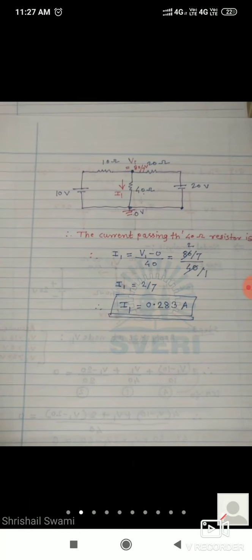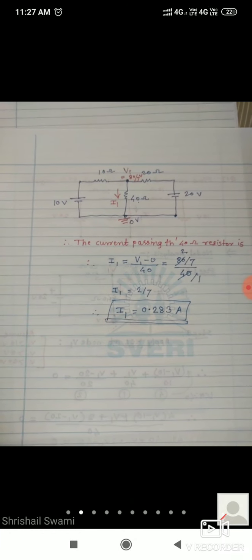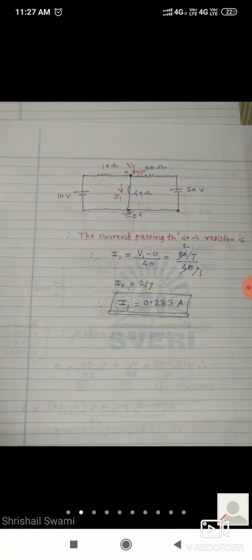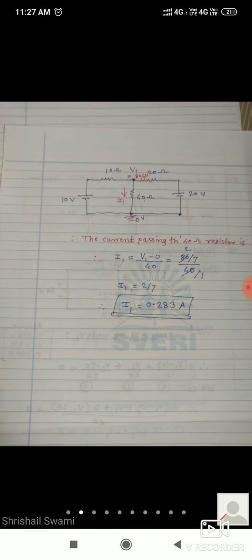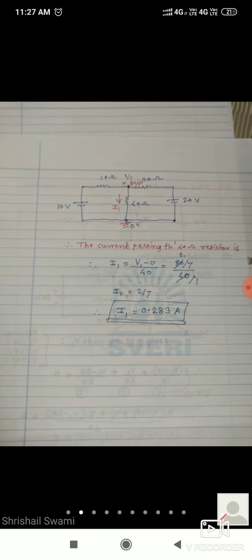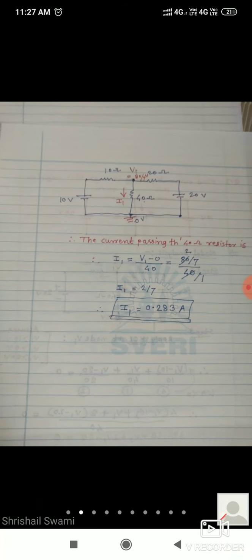If I had asked the question, find out voltage across 40 ohm, what is the answer? If I am asking find out voltage across 40 ohm, what will be the answer? Who will tell? Yes, the voltage across 40 ohm is what? 80 divided by 7. That is nearly 11 point something, no? Okay, that will be the answer. 80 divided by 7 will be the answer of voltage across 40 ohm.